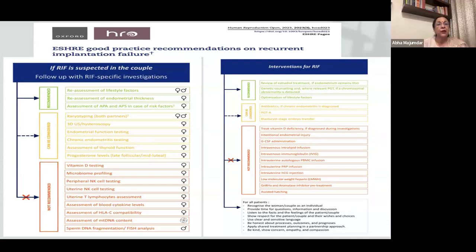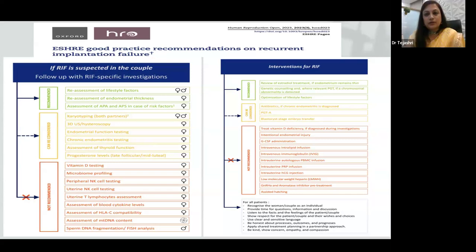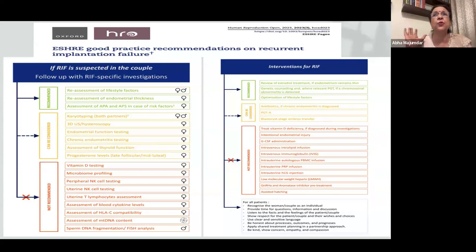Yes. And you know what? Reassessment of endometrial thickness. How do I do this? Tejashree, tell them how I do it. We just look at a natural ovulatory cycle. Mid-cycle endometrium is what we look at, at the time of pre-ovulatory endometrium, that is what we know as the normal endometrium.